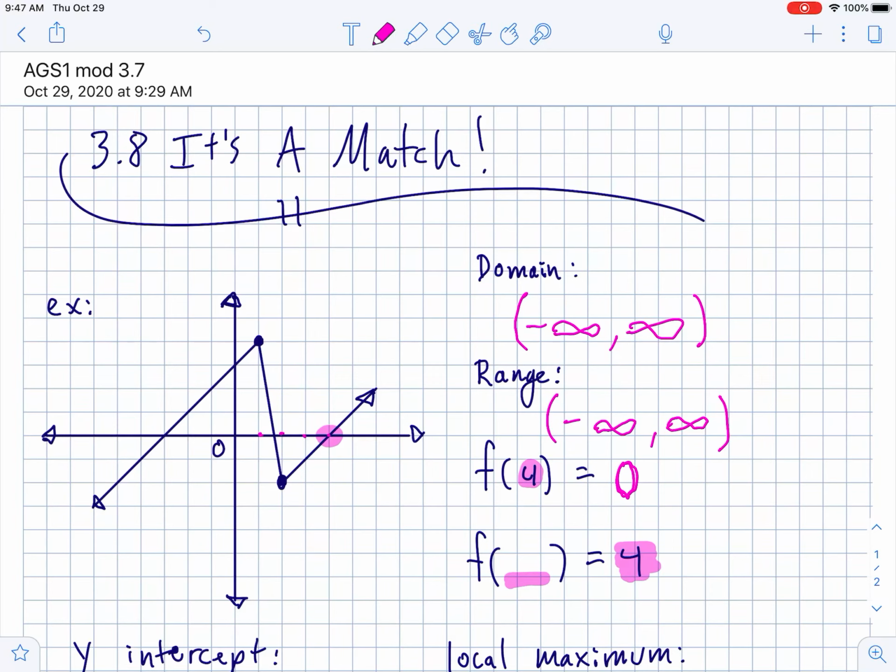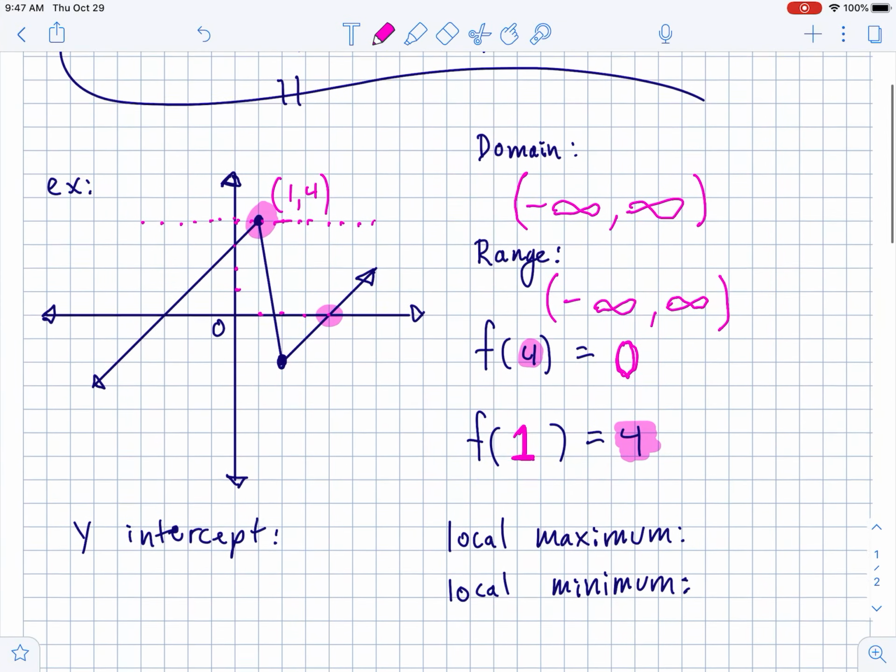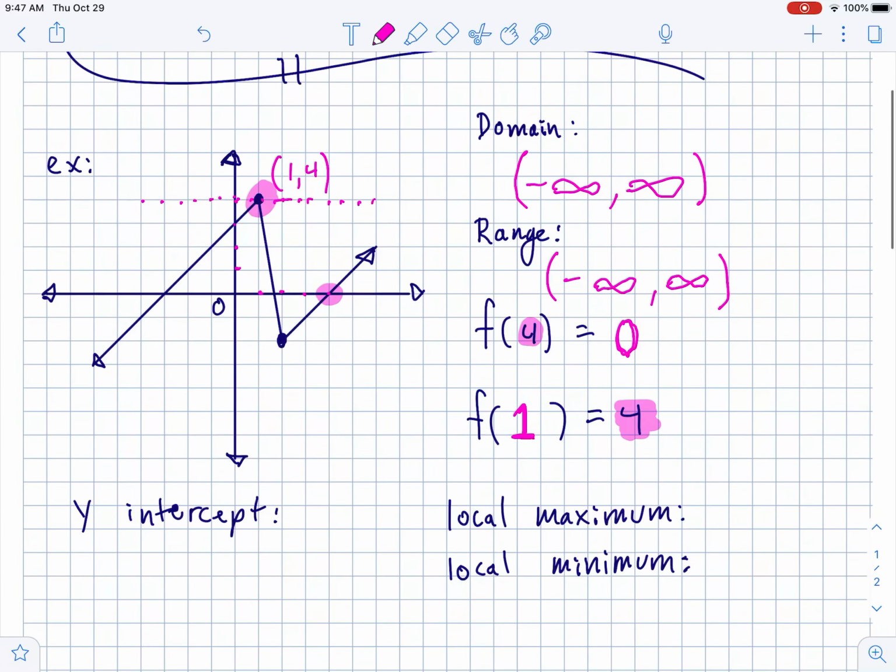The next question says, what x would you put in to get an output of 4? So we need to count up on the y-axis, 1, 2, 3, 4, and then see where the graph touches this line of y equals 4. It touches right here at the coordinate 1, 4, which means you need to put a 1 in to get a 4 out. So the answer is 1.